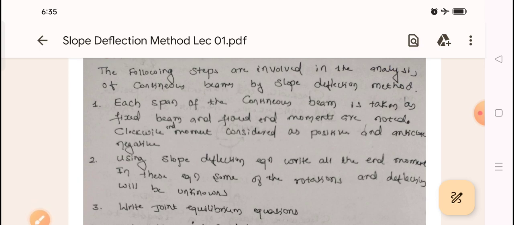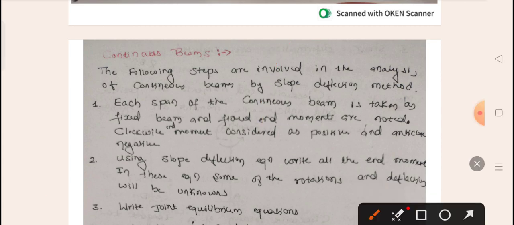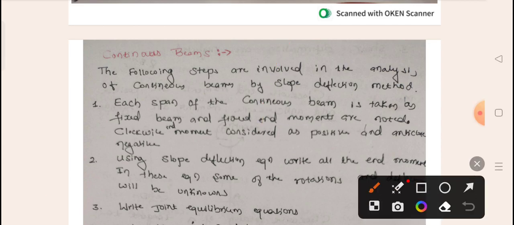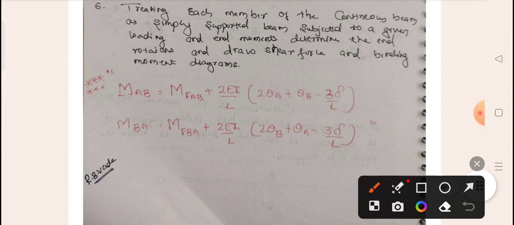So after that, what are we supposed to do? In the second step, we have to substitute all the values in the main equation. In which equation? This is the slope deflection equation. First, we calculate the fixed end moment for all the beams, then we apply the slope deflection equation for all the beams. After that, we substitute the fixed end moments in this equation.